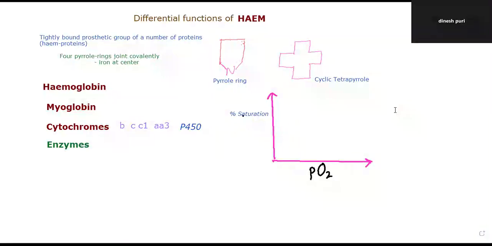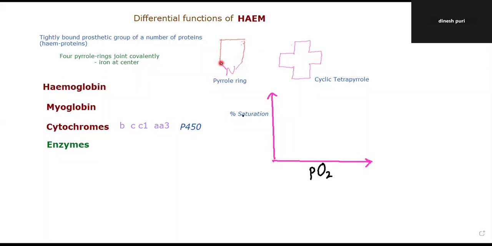Differential functions of heme. We are all familiar with heme as a tightly bound prosthetic group of a number of proteins. Such proteins are called heme proteins. The basic structure of heme remains the same in all the heme proteins. There are four pyrrole rings which are joined covalently with iron at the center.